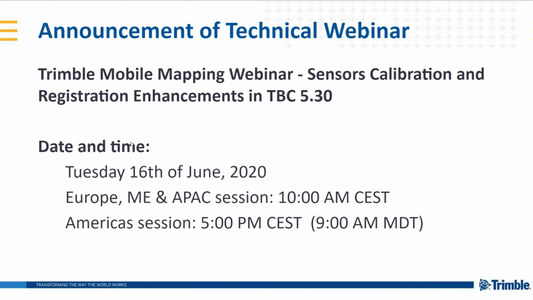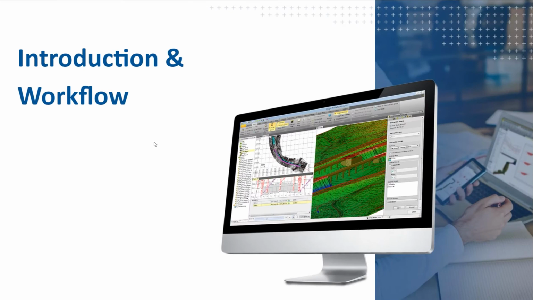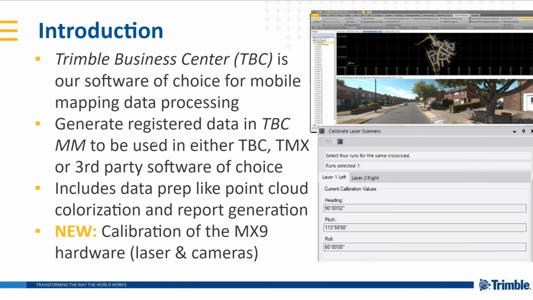All right. Introduction and workflow. To start with, Trimble Business Center, or TBC, is our software of choice for mobile mapping data. That's where you process all the data and prepare the mobile mapping data to be used somewhere else, whether it's inside of TBC, which is our big survey software platform, or whether you go to our product that is more geared towards GIS deliverables, which is called Trimble MX, or any third-party software of your choice that you might want to use for mobile mapping data.